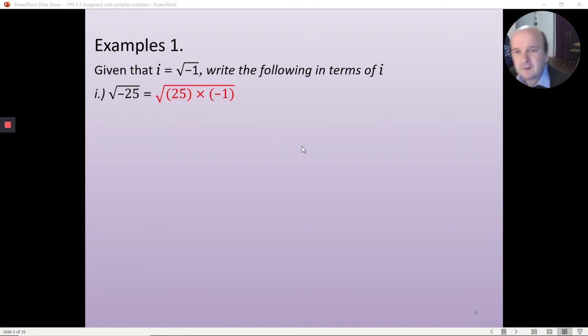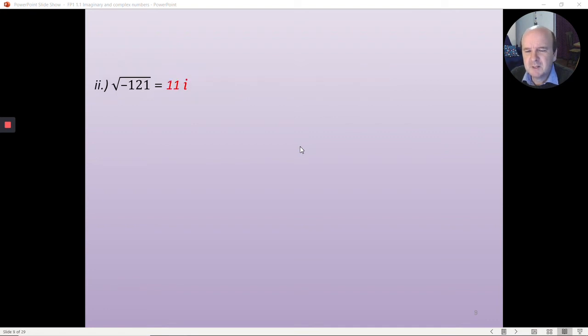First question, the square root of minus 25. The easiest way to think about it is the square root of 25 times by minus 1, which you can split into 2 parts. The square root of 25 is 5, the square root of minus 1 is i, so the square root of minus 25 is 5i. The square root of minus 121, following the same logic, you just got to say the square root of 121 is 11, the minus means you'll have a minus 1, so you have 11i.